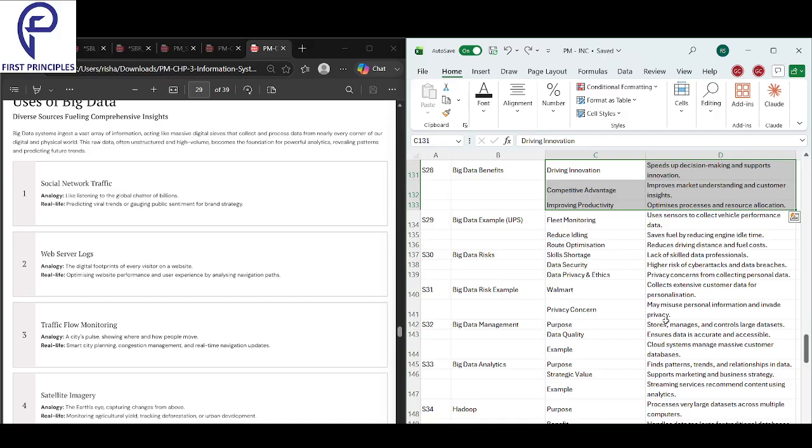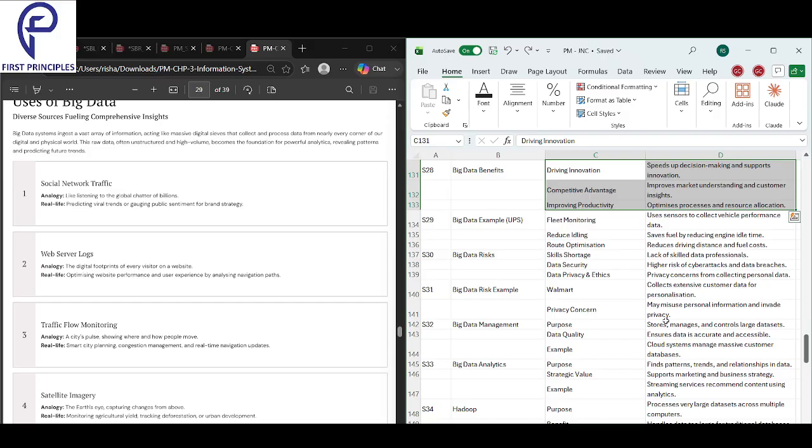One is driving innovation. It speeds up decision making and supports innovation. Competitive advantage: it improves market understanding and customer insights. Next, improving productivity. It optimizes processes and resource allocation.